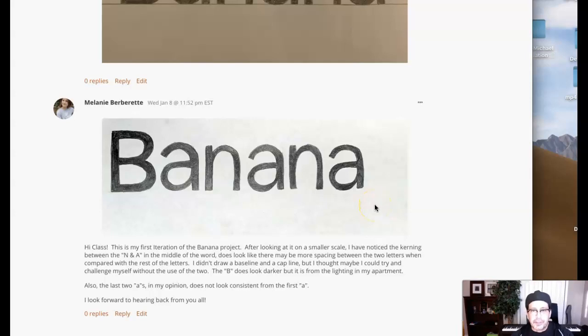So with my first iteration of a banana project, after looking at smaller scale, I've noticed some kerning between the N and the A in the middle of the word. Does look like there may be more space. And that's a problem, yes, and you're onto something here. That's a very, very excellent observation. Now, you recognize that space as being a little too wide. So what does that do to reading, Melanie?